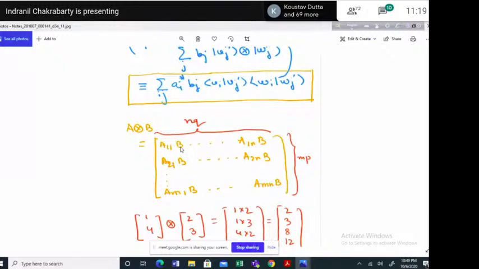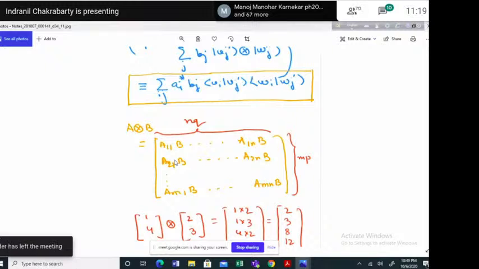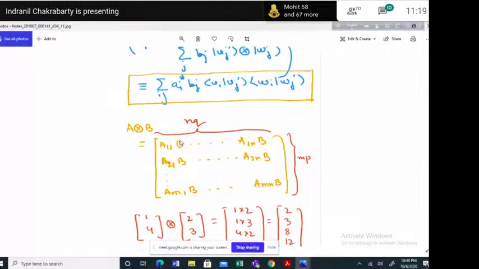So A11 B, A12 B, ..., A1n B. So with each A11, the B will get multiplied. So the total number of elements in the row will be m times P, and the total number of elements in the column will be nq. So A is an m cross n matrix and B is a P cross Q matrix, right? In this way we can get the matrix representation of the tensor product of two operators, right?